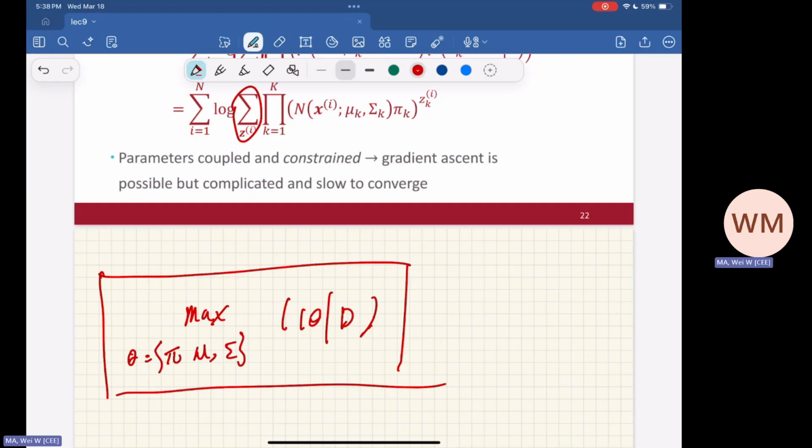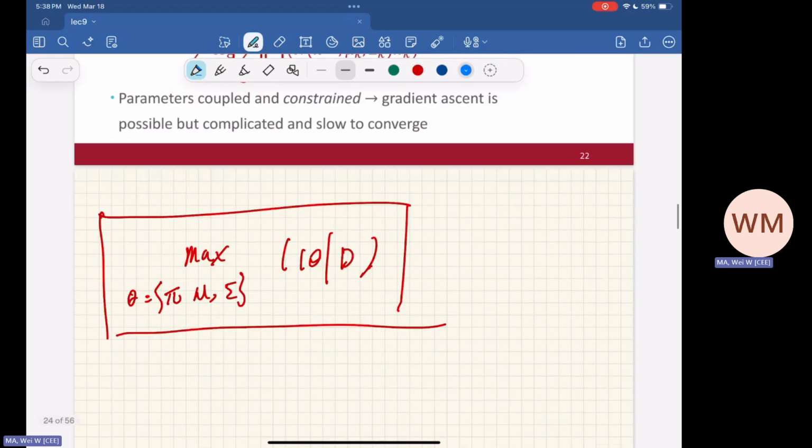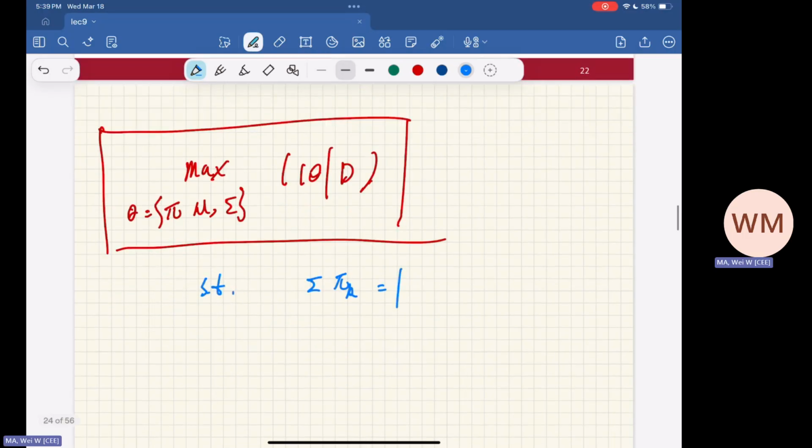So if we want to do MLE, there's some issue. One issue is that this is not free optimization. This is not unconstrained. For example, we have a constraint that the sum of pi equals 1. And we have another constraint, that the sigma k should be positive semi-definite.